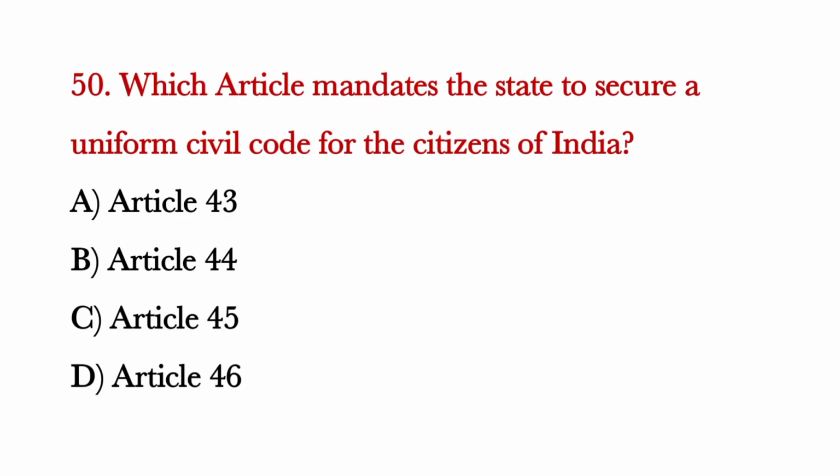Which article mandates the state to secure a uniform civil code for the citizens of India? Correct answer is option B, Article 44.